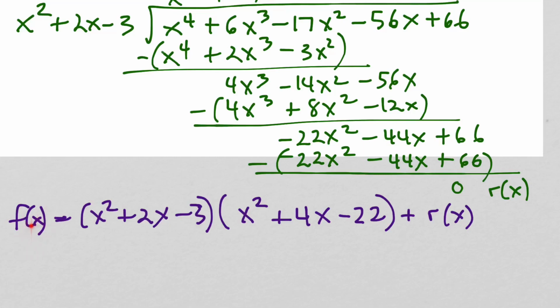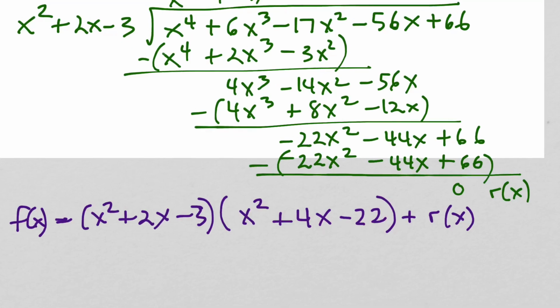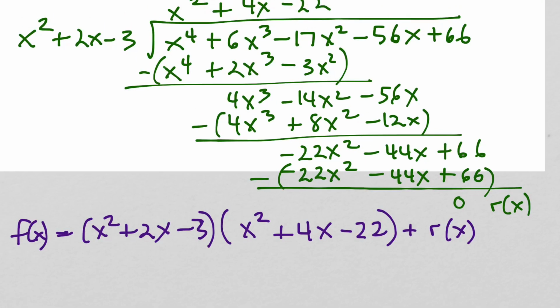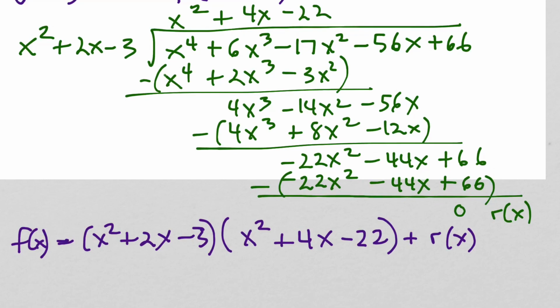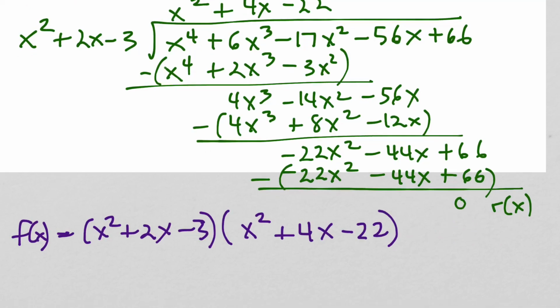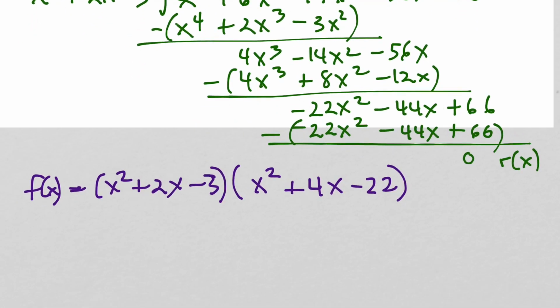So the 4th degree polynomial is now equal to this factor here times this factor, which is the quotient here, plus r of x, which we said, of course, was 0. So we don't need that. So now from here, we should be able to get the other two zeros.